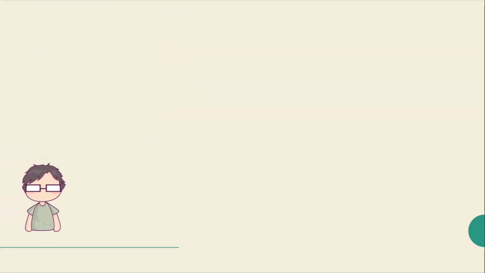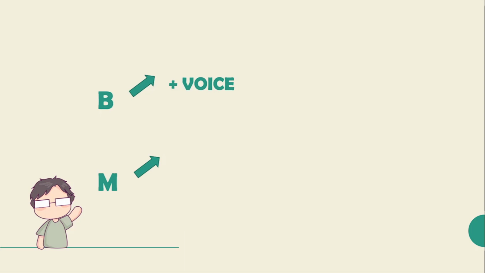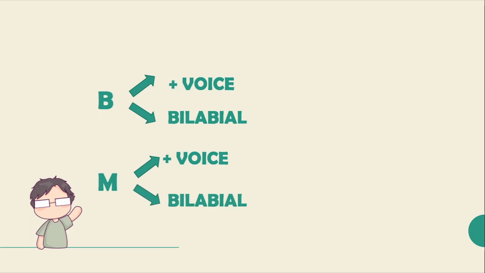Okay everyone, there is one simple way that we can distinguish between sounds. For example, the sounds B and M. When it comes to voicing, B is a voiced sound, and M is also a voiced sound. B is produced by both of the lips, so we call it bilabial. The M sound is also a bilabial. So these are exactly the same.